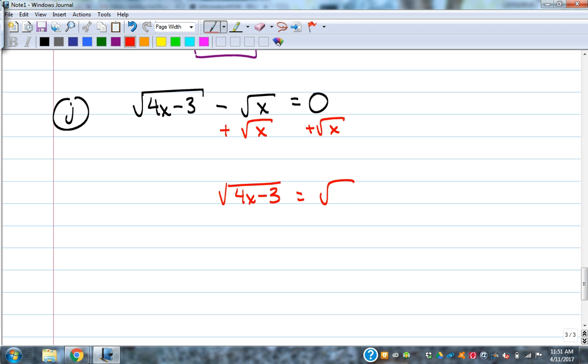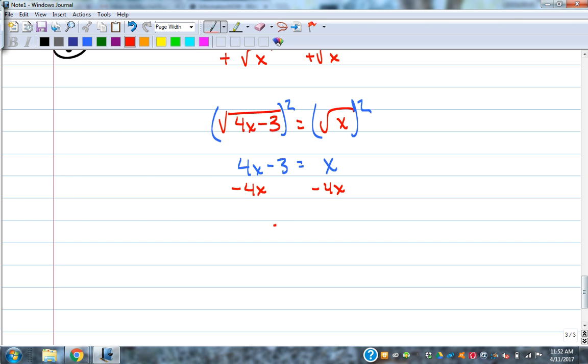4x minus 3 equals the square root of x. And now it looks a lot like the previous problem because you got a square root on each side. And what do we do next? Square both sides. So 4x minus 3 is equal to x. And now this should get x by itself. So subtract 4x. It's going to give us negative 3 is equal to negative 3x. Divide by negative 3. x is 1.